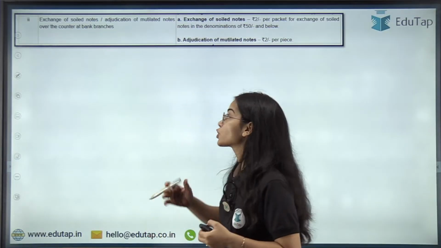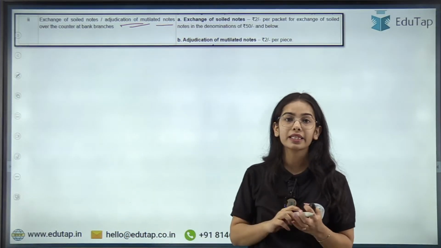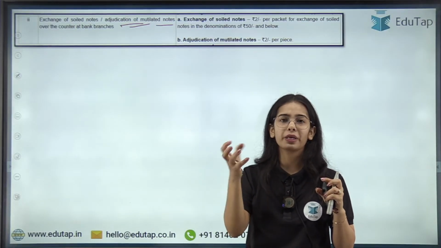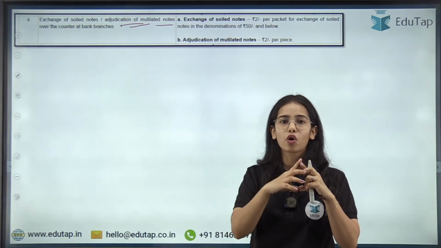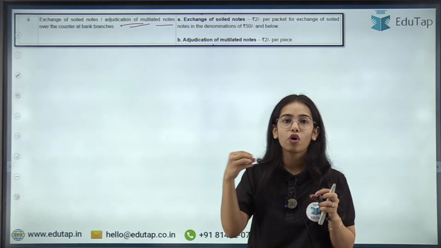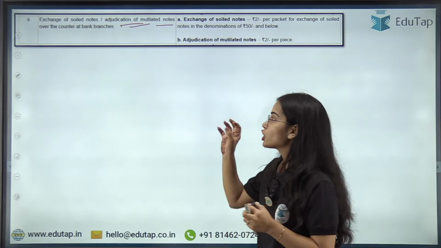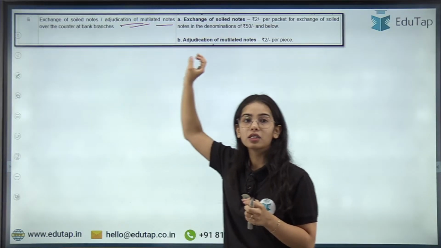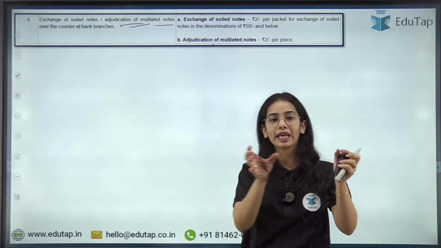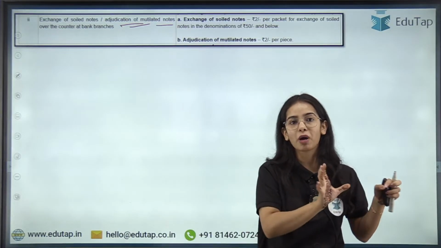Exchange of soiled notes or adjudication of mutilated notes. Let's say there are soiled notes. That means the note has become scrunched up. It is a very bad note. All the details are visible, but it has some stains on it. Or let's say it is torn a little. You have both the parts, but it is torn a little. Mutilated notes means it is completely torn and you have only a part of the note that is showing most of the details.